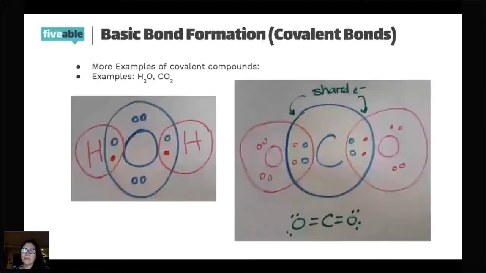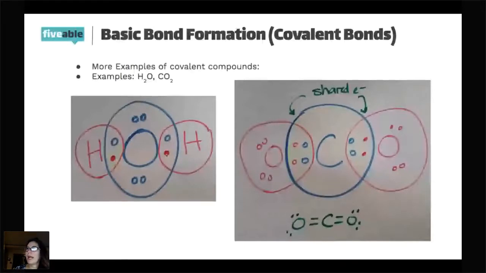Besides the diatomic elements, we also have other examples. For example, water, it forms this covalent bond, oxygen with hydrogen. And now you can notice that oxygen completes the octet, 8 valence electrons. And hydrogen only completes 2, which is totally fine because the first energy level has a maximum of 2 electrons. So hydrogen, when it shares, resembles helium.